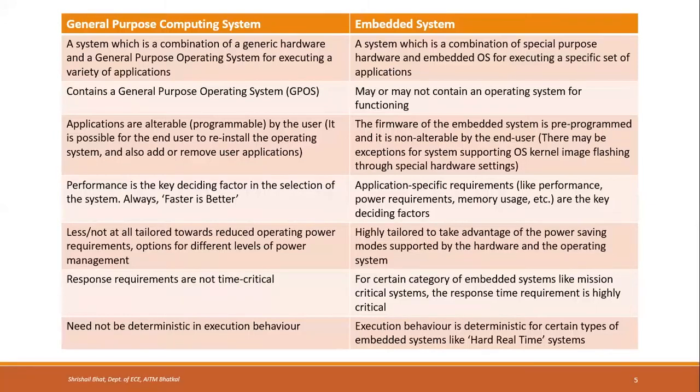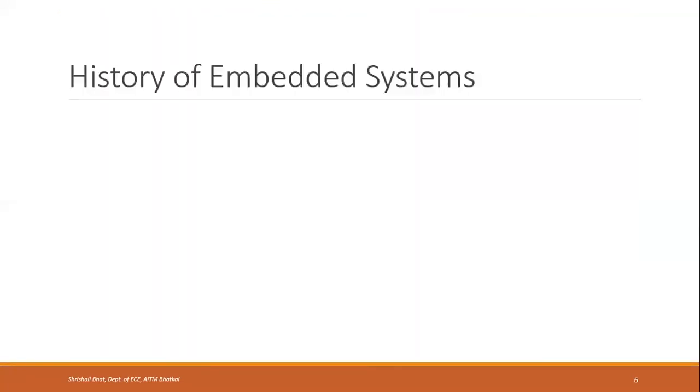In case of general purpose computing system, it need not be deterministic in execution behavior. Deterministic means we will know in advance what it is going to do. Whereas in case of embedded system, the execution behavior is deterministic. For certain types of embedded systems like hard real-time systems, we should exactly be knowing at what time what is going to happen. This is about the differences between the general purpose computing system and embedded system.